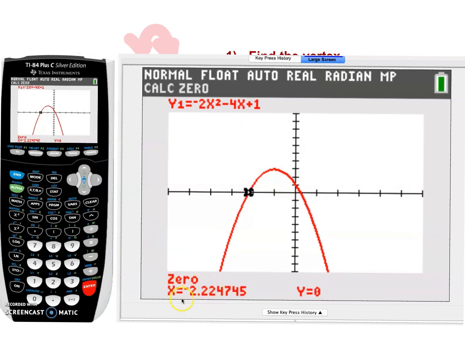I hit enter. Now guess. Now, you can round for me. So the 0 is negative 2.22. As an x-intercept, just write this as an ordered pair. Let's quickly find the other one.